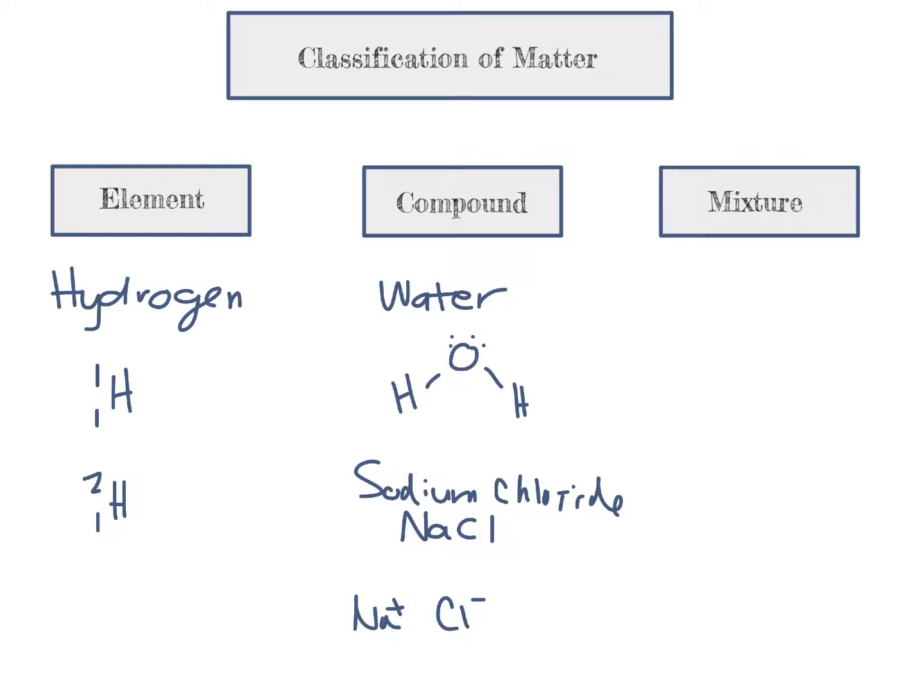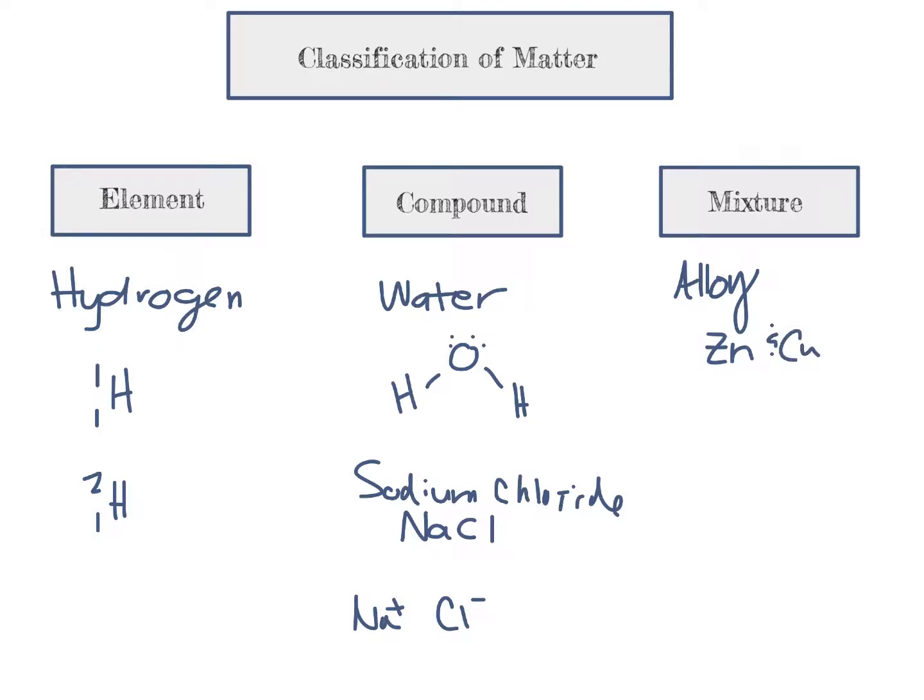Mixtures are slightly more complicated. Obviously, they're going to be a mixture of two different things. These mixtures can be of two different elements in the case of alloys. Those are pretty cool. If you've ever seen a brass instrument, brass is usually a mixture of zinc and copper atoms, heated and mixed together.